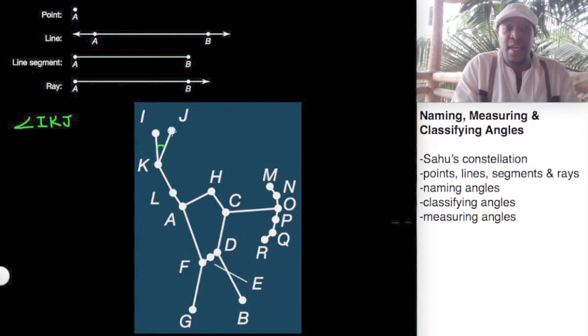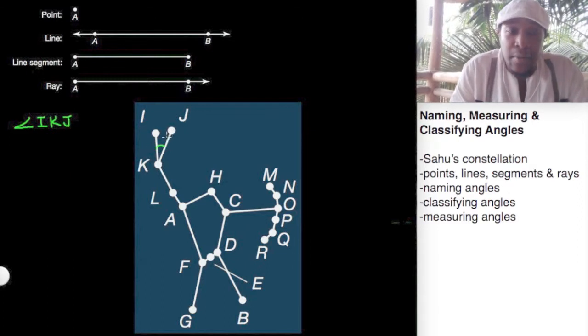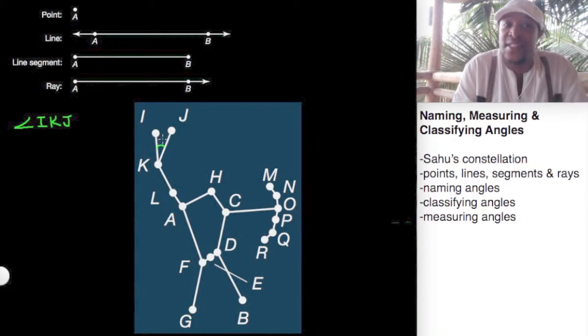And if we look at this angle, we can tell by just looking at it, without actually measuring it, that it is an acute angle, that it is less than 90 degrees, okay? So this is an acute angle.